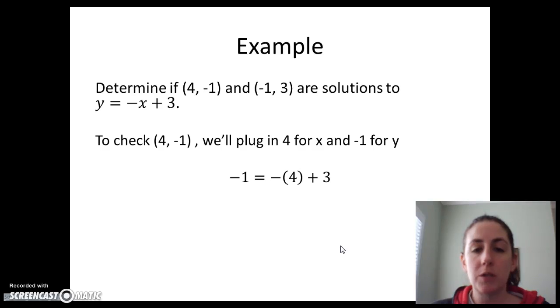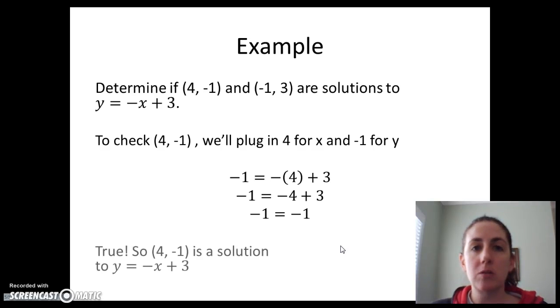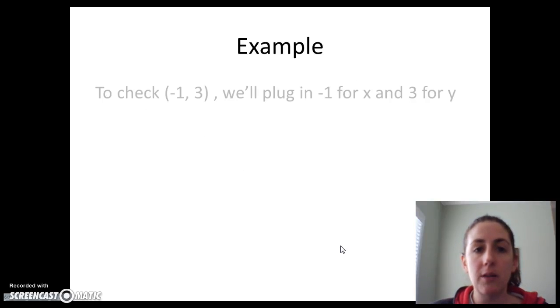And when we do that, we'll distribute that negative to the 4. Negative 4 plus 3 does give us negative 1. So we do get a true statement, so we can say that (4, -1) is a solution to that equation.